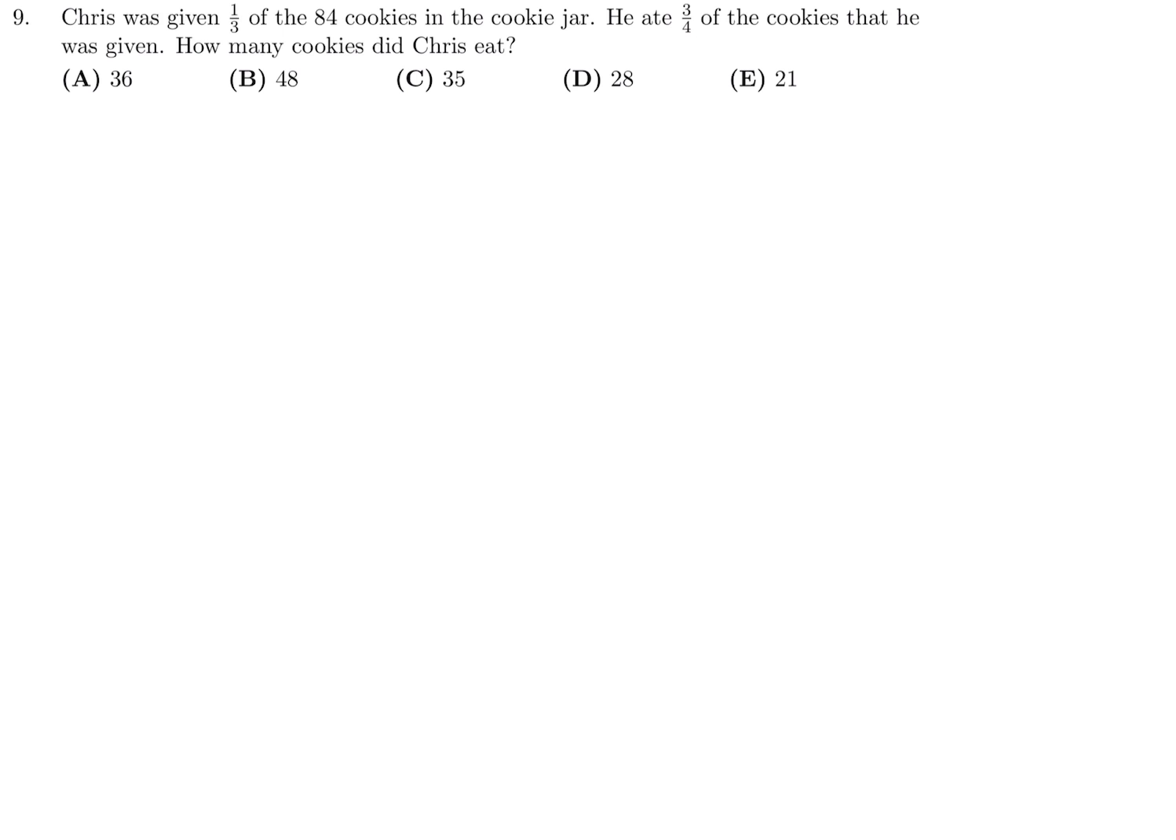Chris was given 1/3 of the cookies of a jar that contains 84 cookies. He ate 3/4 of the cookies that he was given. How many cookies did he eat? So first and foremost, he was given 1/3 of these 84. And 1/3 of 84 is 28. And then of those 28 cookies, he ate 3/4 of them. And if you do this calculation, that is equal to 21. So that's how many cookies he ate. Therefore, number 9, the answer is E.